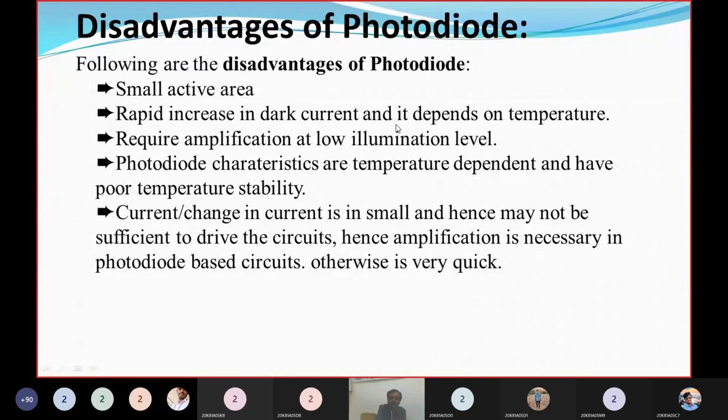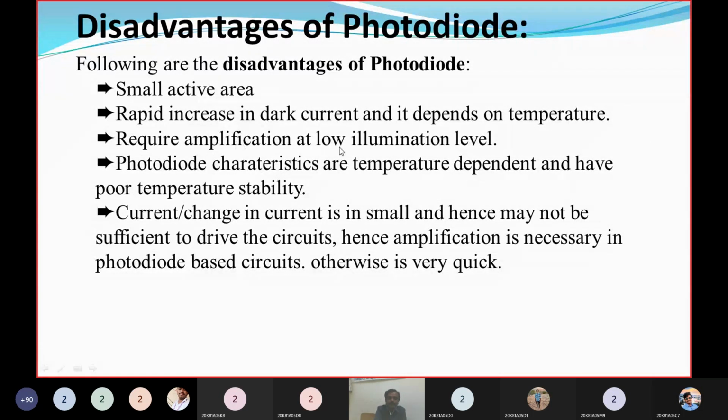With increasing temperature, the dark current increases very rapidly. So that's why we have to control the temperature, but controlling the temperature is very difficult.